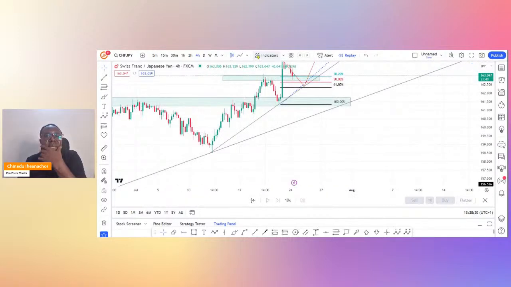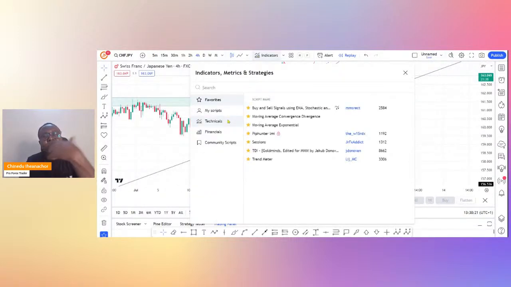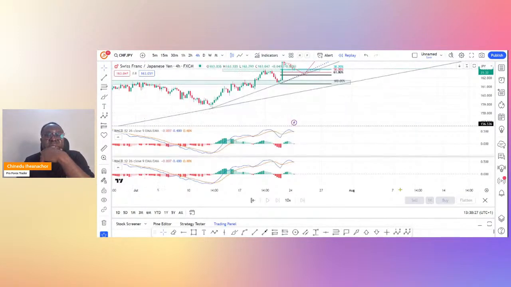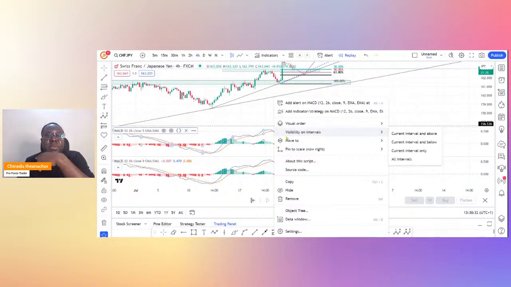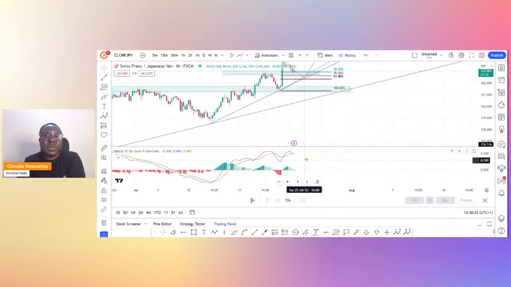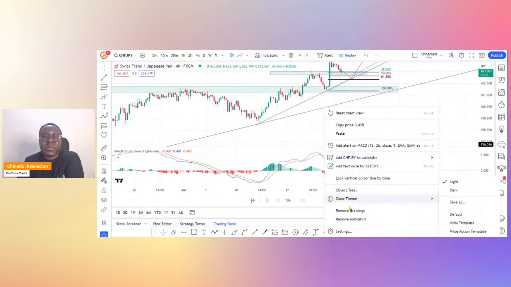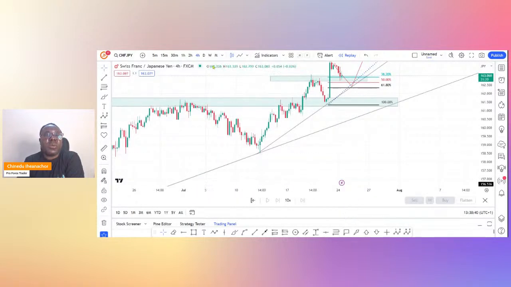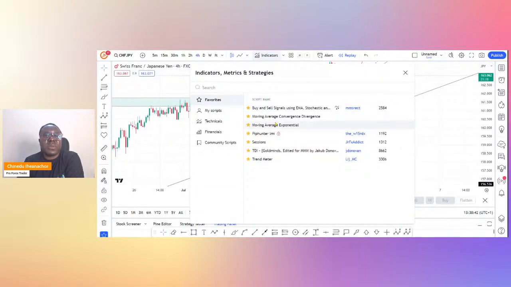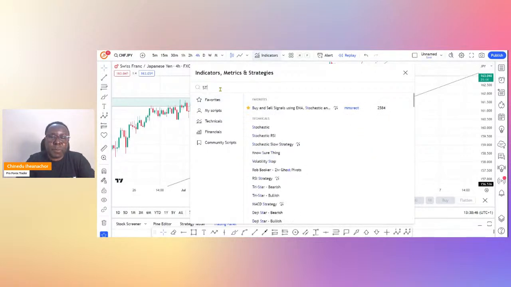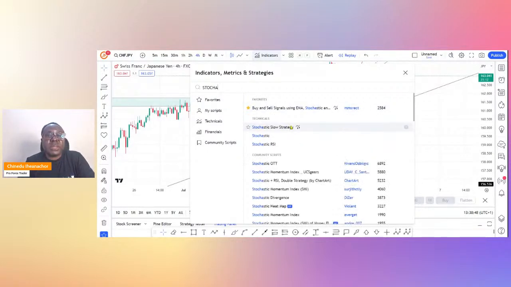Let me add an indicator and see. Maybe let me use a stochastics or moving average convergence divergence. Okay. Let me take it now. It gave me two at the same time. Remove one. Okay, let me remove this. It's not giving me what I want. Let me look for stochastics.